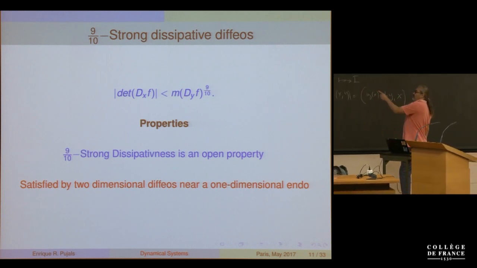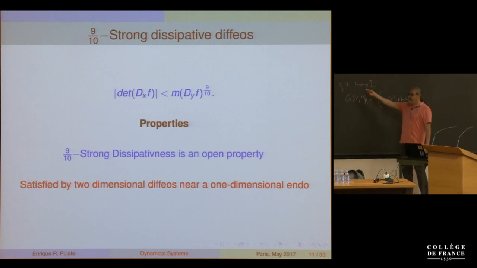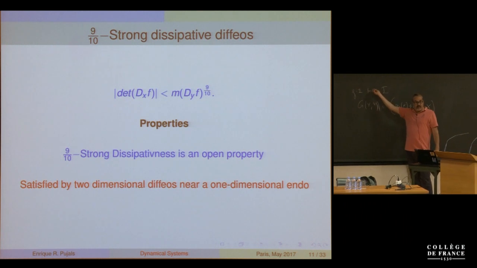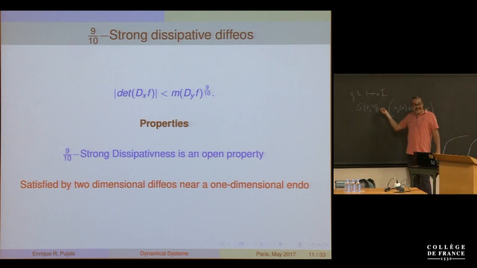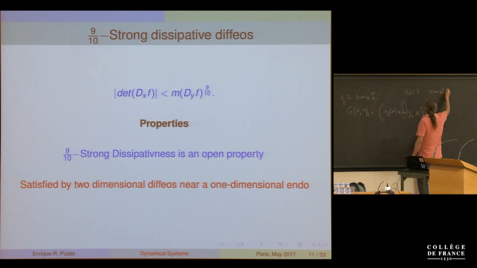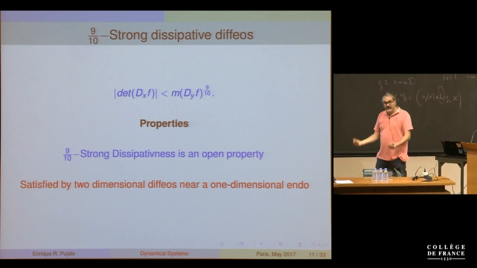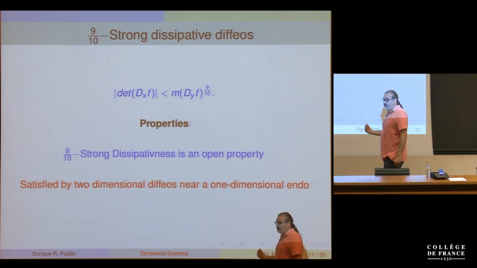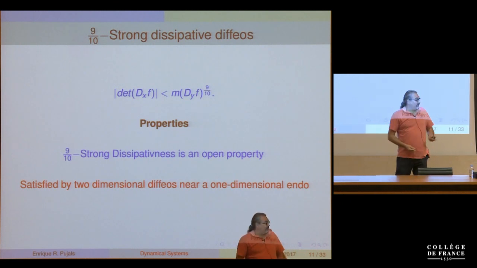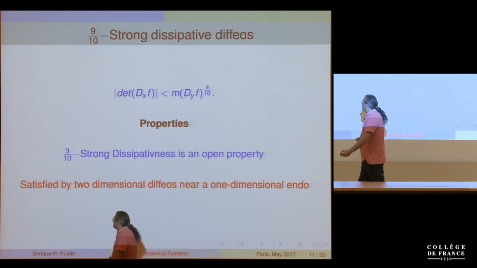So this condition is satisfied by two-dimensional diffeomorphisms near a one-dimensional endomorphism. So you have these endomorphisms, and you pick up a two-dimensional diffeo with this structure, and you pick up this B smaller than 1, small. This system is strong dissipative. So there is a large, interesting class in itself. They have this property, and because it's open, it's not only this type of contraction, but also perturbations of these guys. Okay?